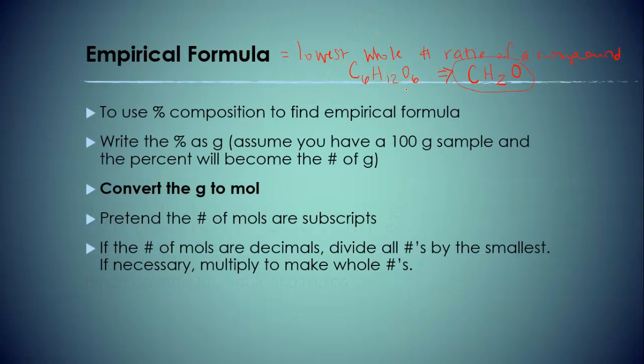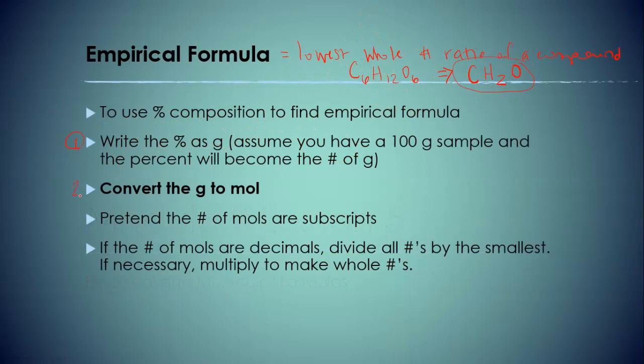So what we're going to do now is use the percent compositions to find an empirical formula, and we're going to have to use moles to do this. So I have the steps right here for you. Number 1 says write the percent as a gram. What we're doing in order to make this work is assuming that we have a 100-gram sample. So if you have 20% of 100 grams, you would have 20 grams. So we're simply going to take the percentages and write them down as grams.